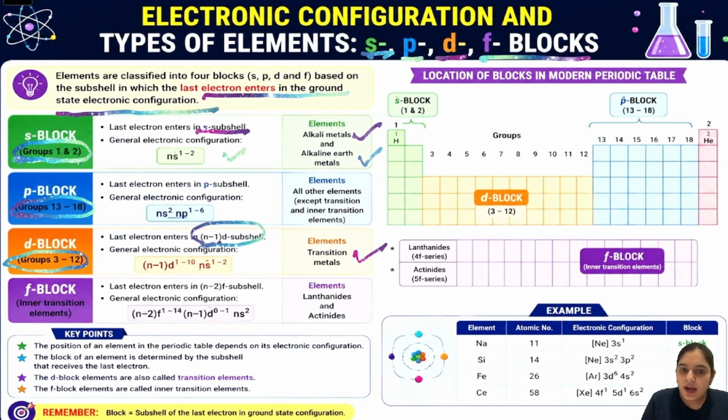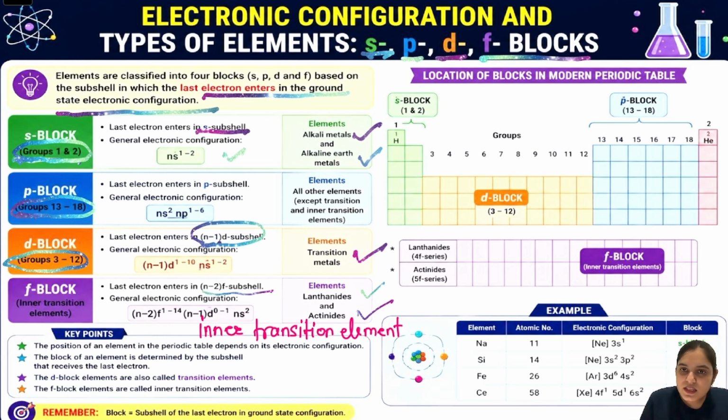Finally, we have the F block element. In these elements, the last electron enters the (n-2)f subshell. The general electronic configuration of F block element is (n-2)f1 to 14, (n-1)d0 to 1, ns2. The F block consists of the lanthanides and the actinides. These elements are also called inner transition elements. They are placed separately at the bottom of the periodic table to keep the table compact.